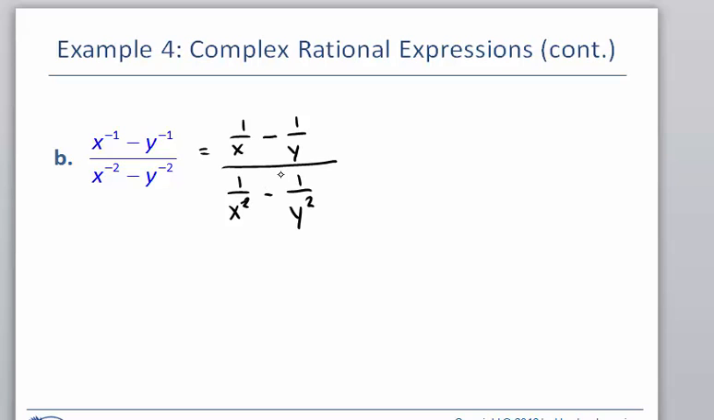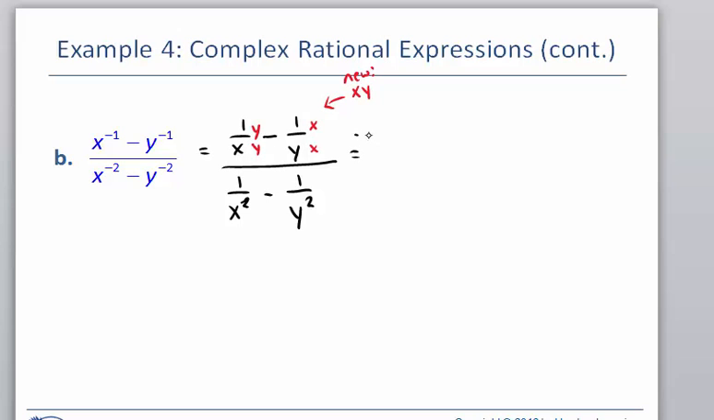Now, let's do a common denominator for both the top and the bottom of these fractions. If I look at the top, my new denominator for the top is going to be x times y. Looking at my first fraction, my denominator is x. I need it to be x times y, so I'm going to multiply top and bottom by y. Looking at my second fraction, the denominator is y. I need it to be x times y, so I'm going to multiply top and bottom by x.